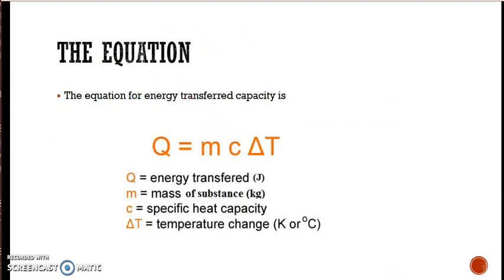The equation for energy transfer: the energy transferred is Q equals m c, triangle T, where the triangle signifies temperature change. Just that thing is change. So energy transferred is measured in joules, mass of substance, obviously in kg. Specific heat capacity is in joules per kg Kelvin, or degrees. Kelvin if you want to be a noob.